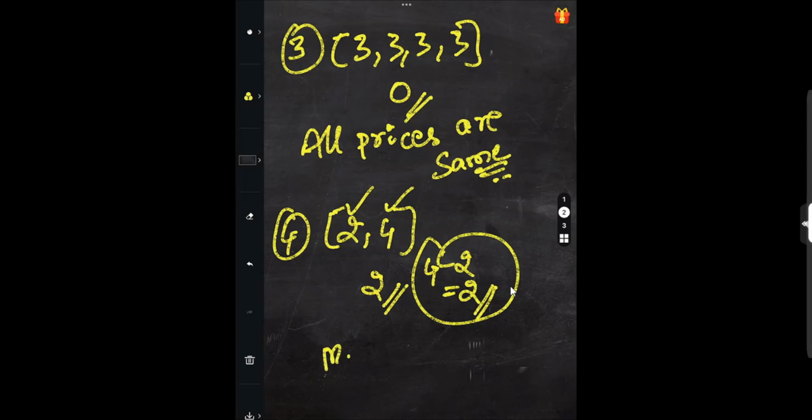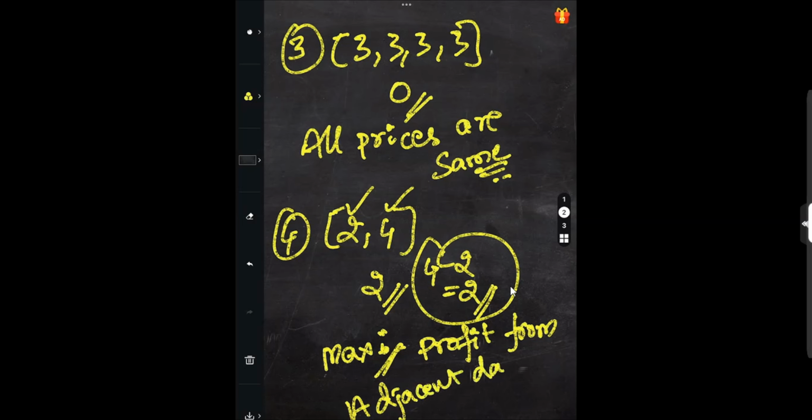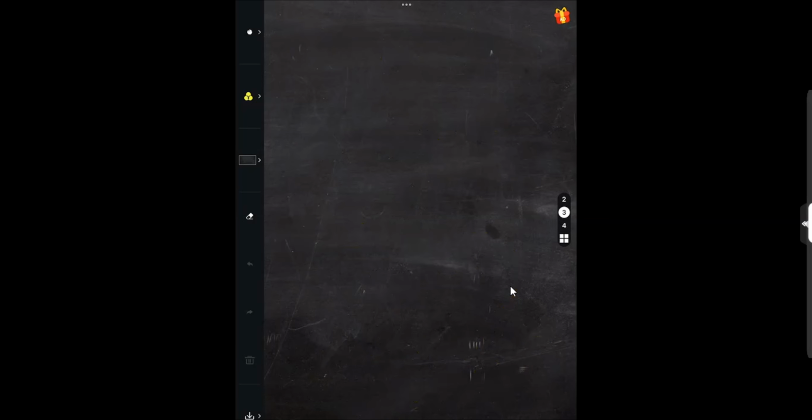This is for the edge case: maximum profit from adjacent days. This is the fourth edge case. Let's move on with the last edge case.